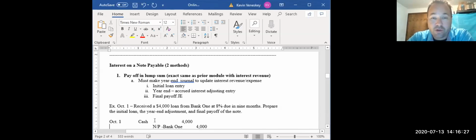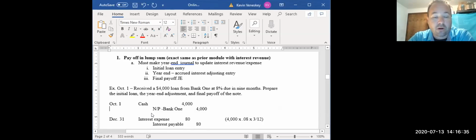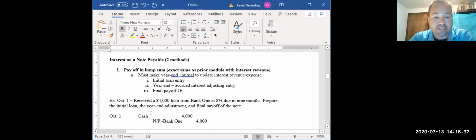Just ask yourself, what are you getting? We're getting cash, $4,000. How are we getting it? Well, we're getting it on a note that we have to pay back. So our credit is a note payable for $4,000. Very simple.